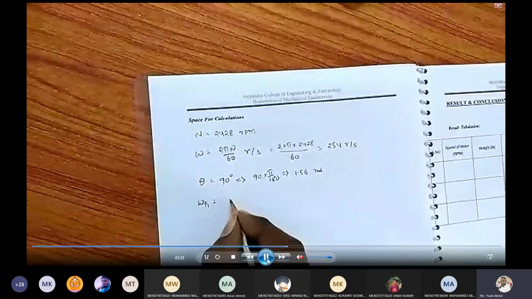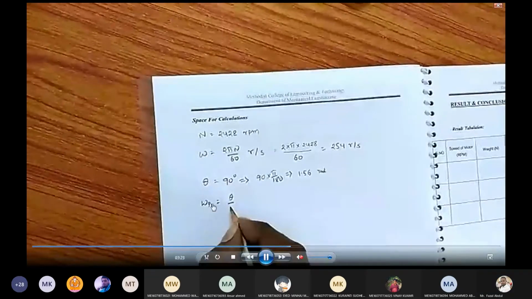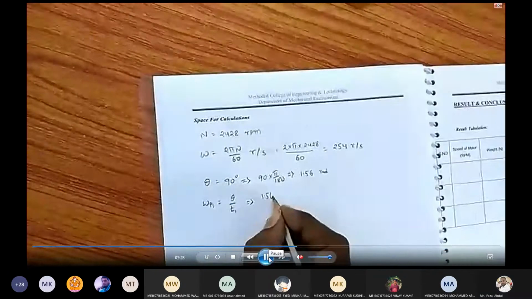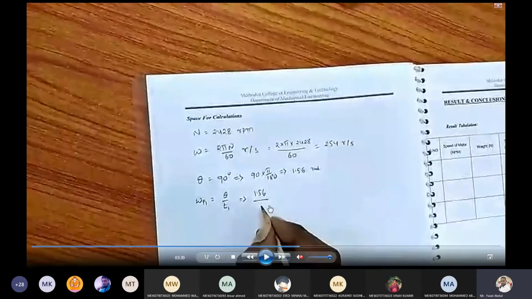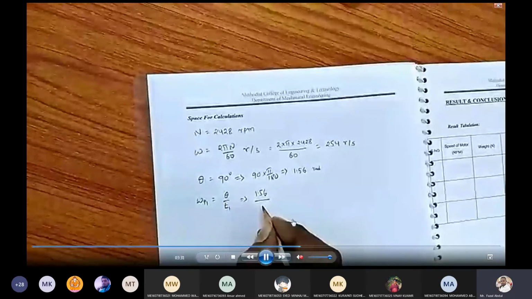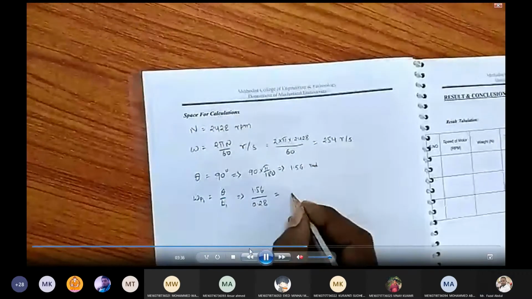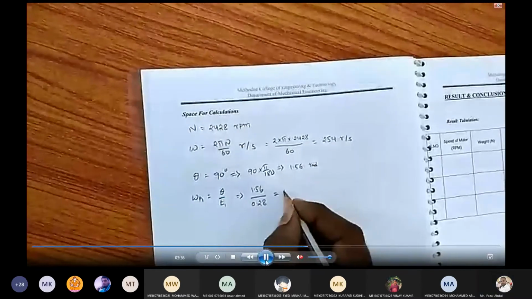Angular precession omega P1 for the first load. The relation is theta by t1. Theta is 90 degrees. For the 90 degrees, we got 1.56 radians. For the 90 degrees, the time taken, that time we need to write here, t1. This t1 value we can get from the observation table.